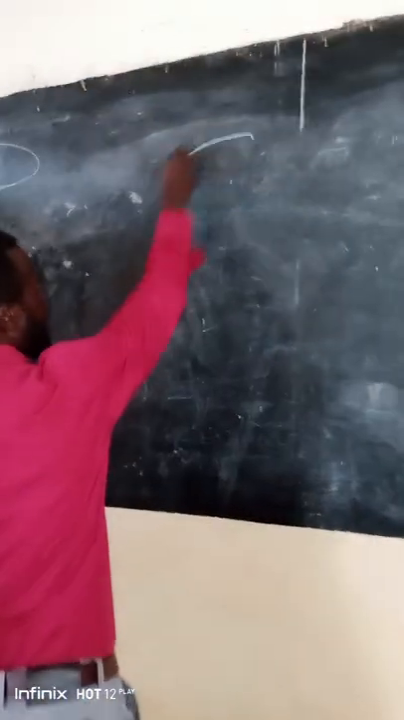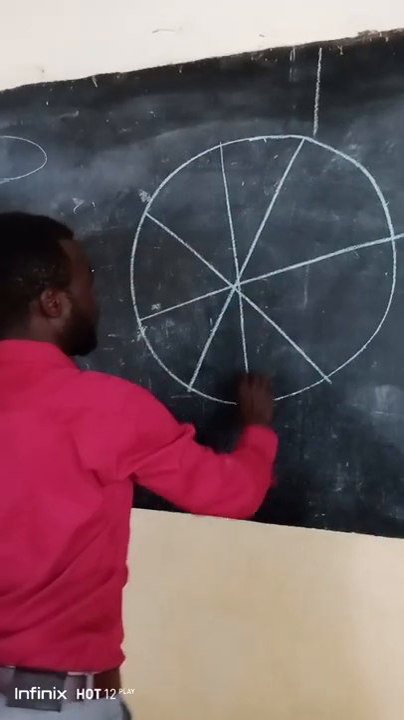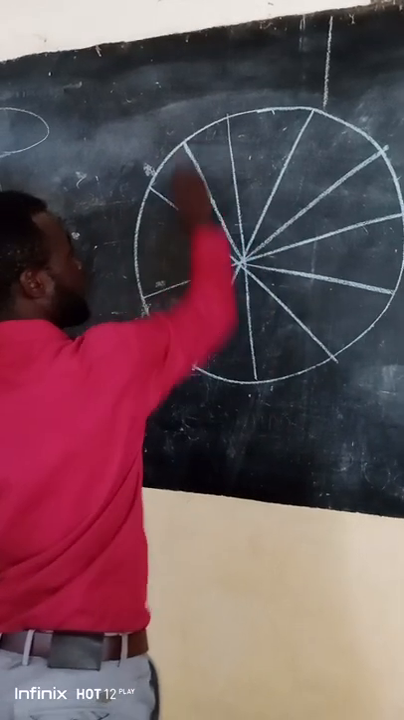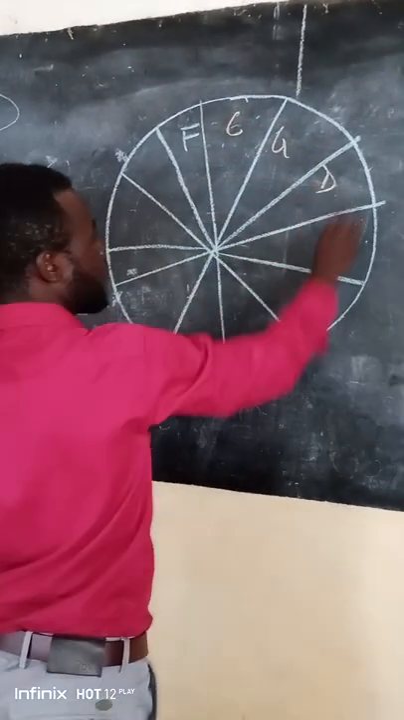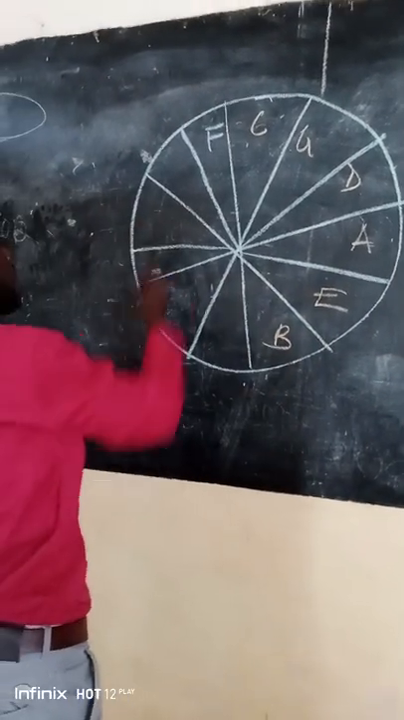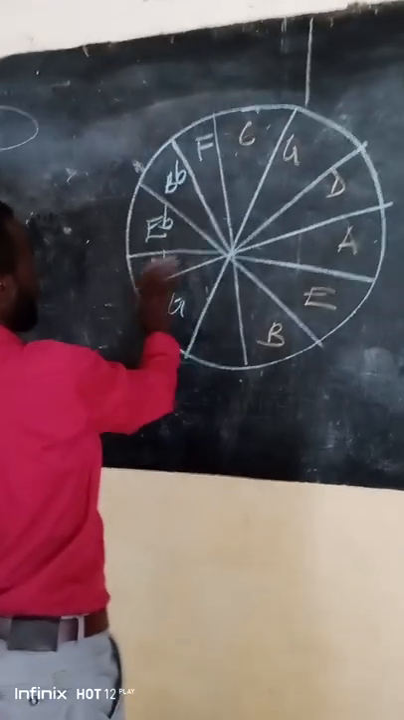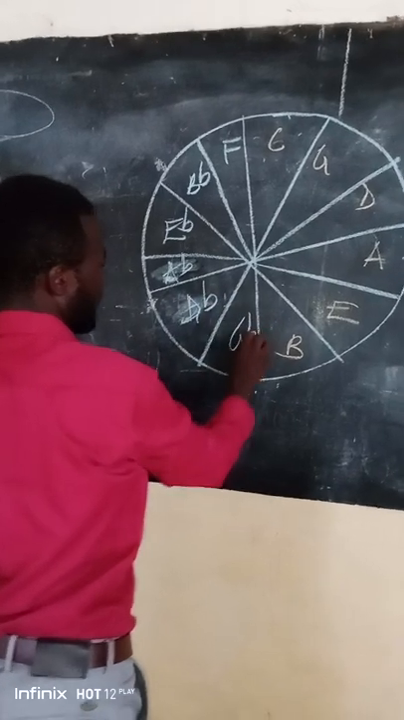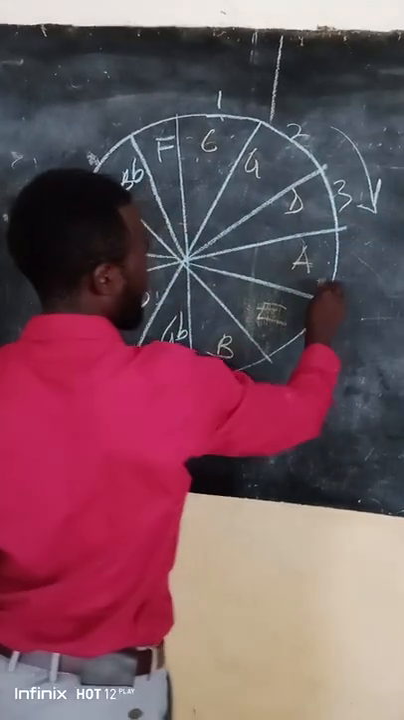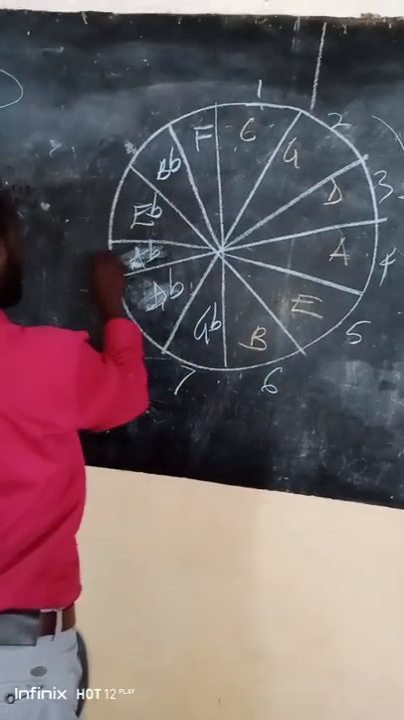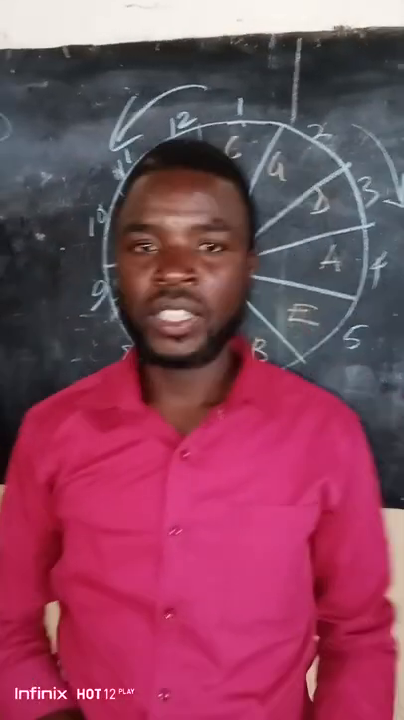The best way can be shown with the circle of fifths like this. I divide it into 12 portions like that. And so you can see how many they are, starting from 0. I will simply call 1, 2, 3, clockwise, 4, 5, 6, 7, 8, 9, 10, 11, and 12. Looking at that, you can count clockwise or anti-clockwise. That is how it is read.